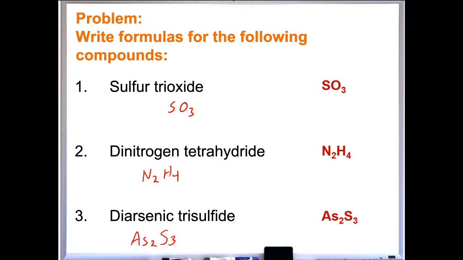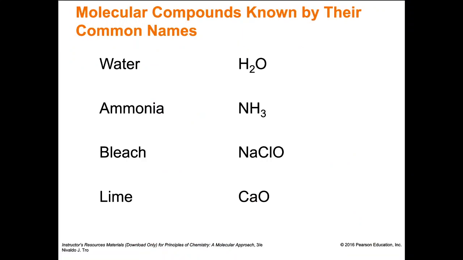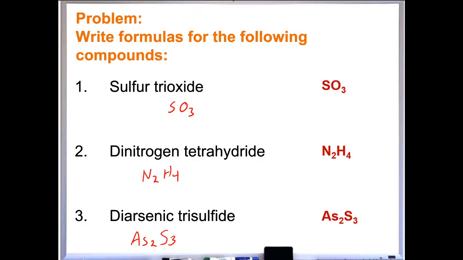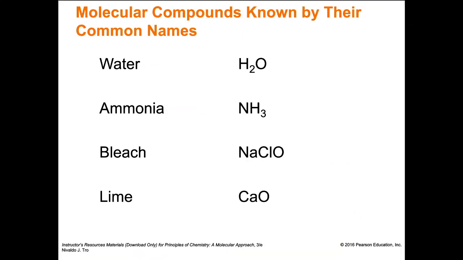Okay, check our work here. SO3, N2H4, As2S3. So we got them right. Okay, so before we get into naming acids, let me just remember what we were just talking about. This was all naming molecular compounds, so two covalently bonded atoms. First we talked about ionic compounds, then hydrates, and then molecular compounds.